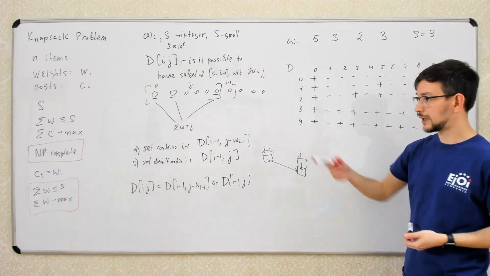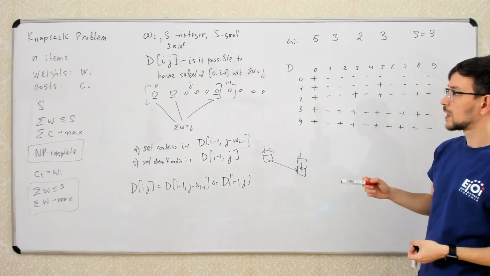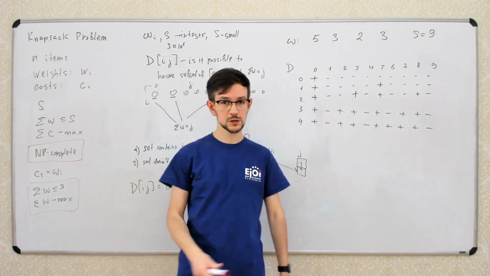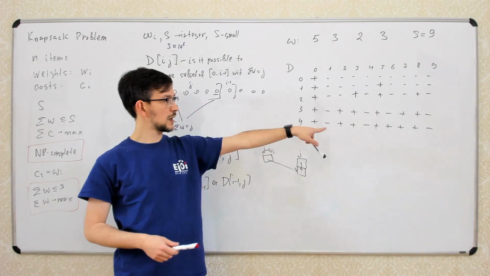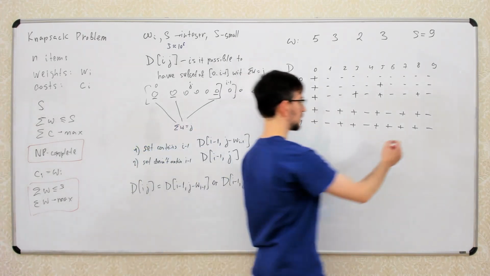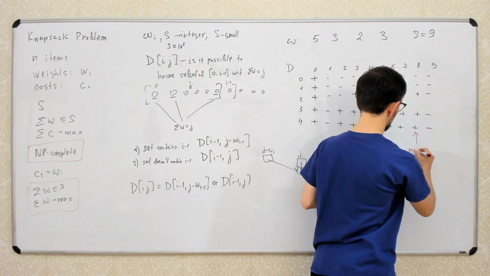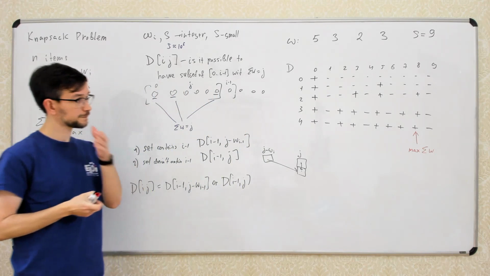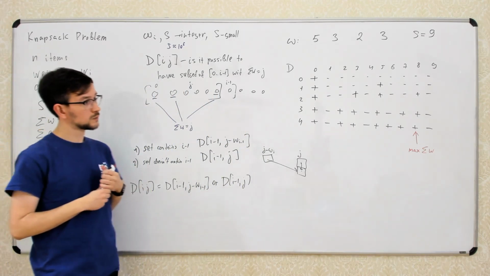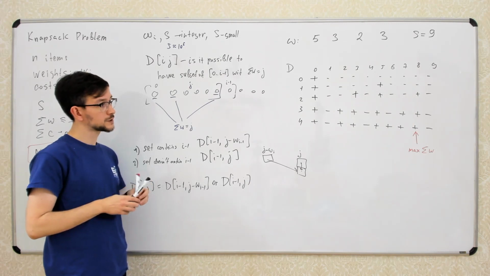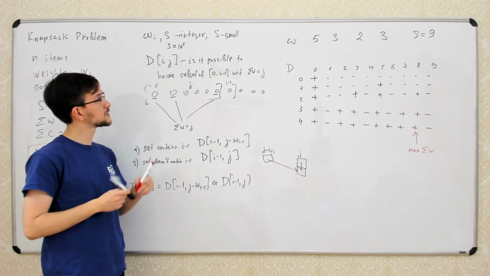Now, how to solve the initial problem? If we want to find the maximal total weight which is no more than s, we just find the rightmost true in the last row of this table. This will be the maximal total weight which we can achieve. That's all. That's how you solve the Knapsack problem if s is small.